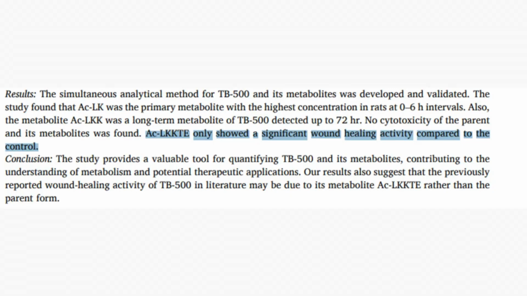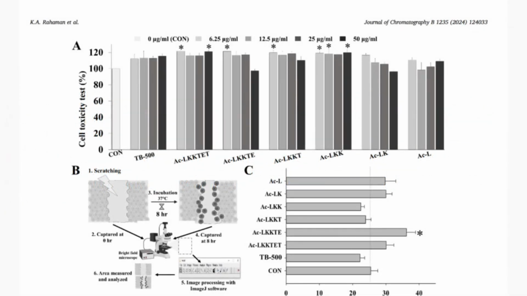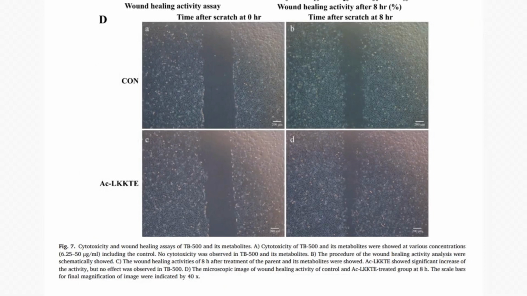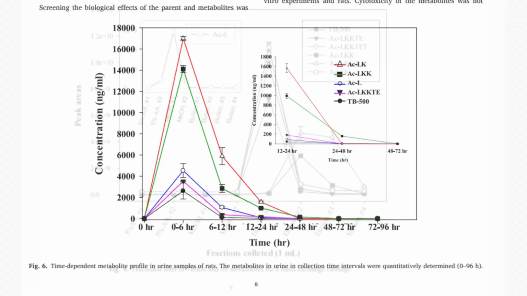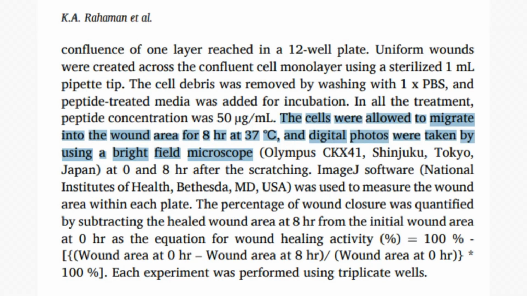To test wound healing, the researchers created small controlled scratches in a layer of fibroblast cells grown in a lab dish. They then added TB500 and its metabolites to the cell cultures and observed how quickly the cells moved to fill in the scratches over time. By taking photographs at regular intervals, they could measure the rate at which the cells migrated to close the wound. This method allowed them to determine which compounds effectively promoted cell movement and wound closure, with ACLK-TE showing particularly strong healing effects.